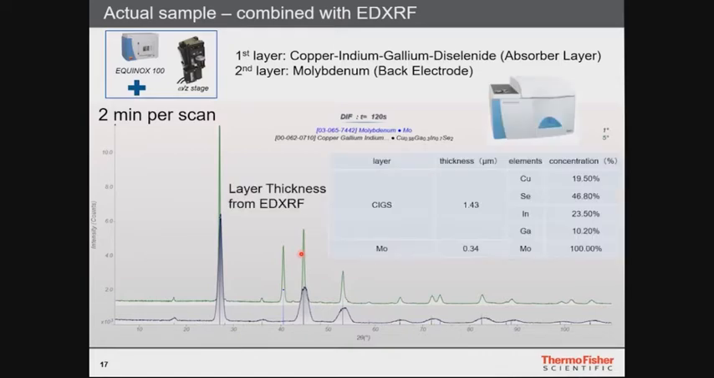we can also measure the layer thickness using, in this case, our benchtop EDXRF machine. For molybdenum, we get 0.34 micrometer thickness of the layer, which is nicely in the range of this type of material. And for the absorber layer, CIGS, we get 1.43, which is also a quite common number. So it looks very nice and it's quite convenient to use this method.